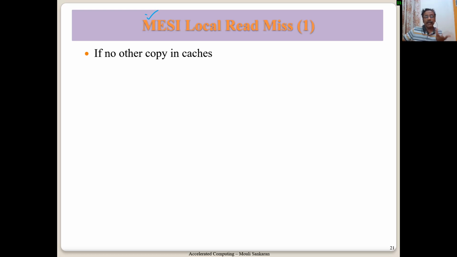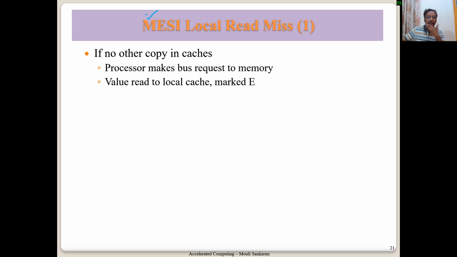Where do you take this value from? Main memory. The processor makes a bus request to memory and takes it. If there is no other copy in other caches, that means you are reading it for your own. You are the first and only owner now, so you have to keep it in the exclusive state. That's why E.